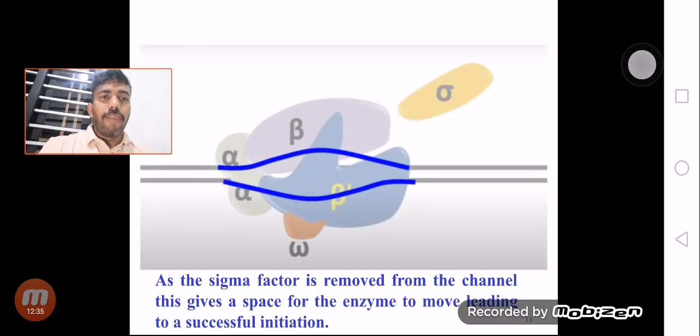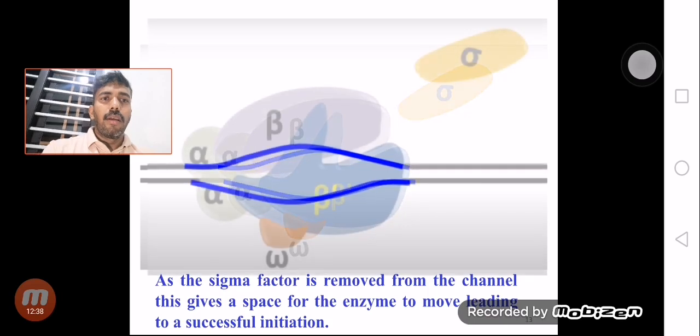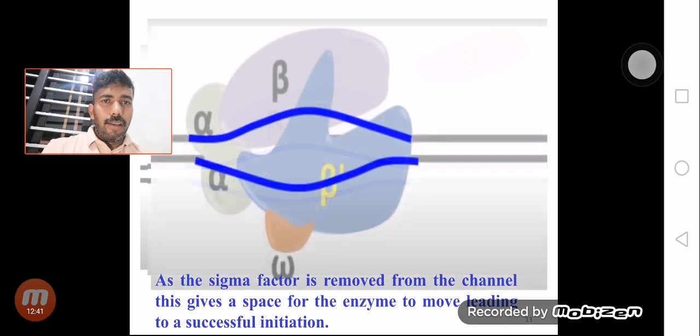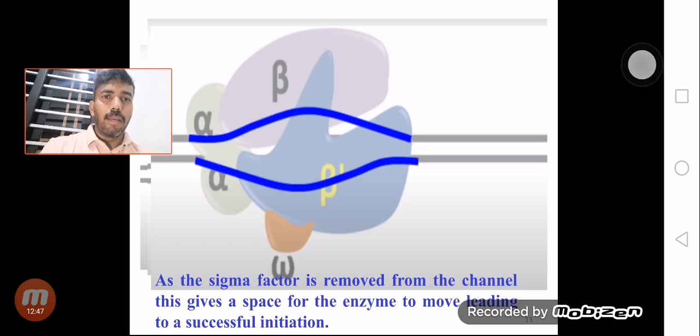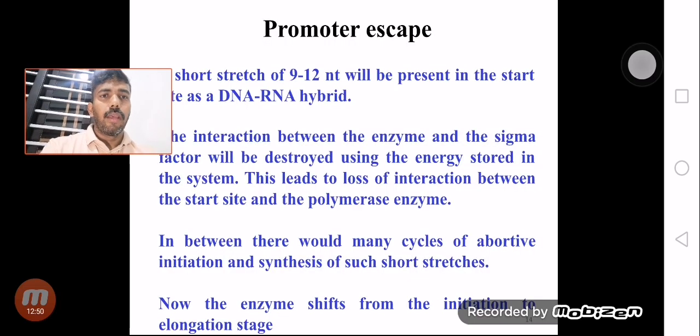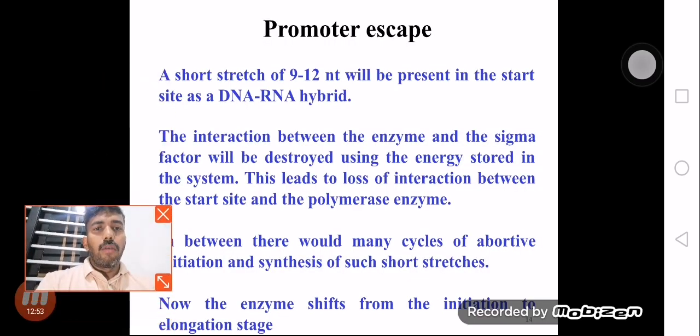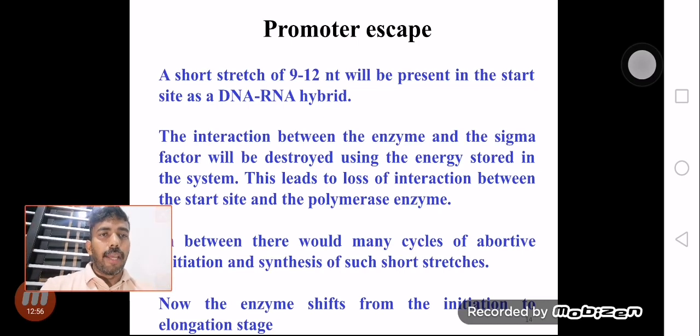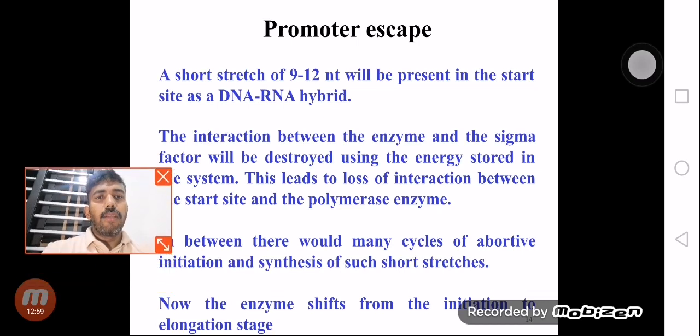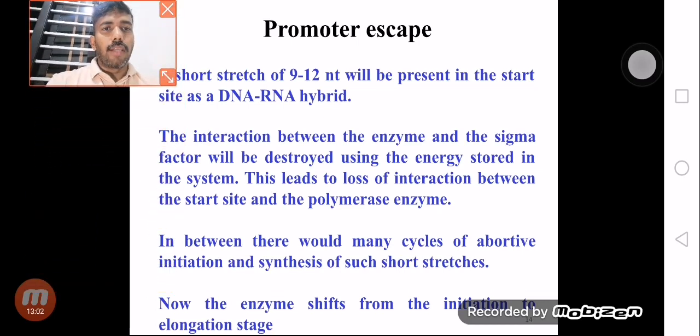Right. So once the sigma factor is removed, it causes the free RNA polymerase to move further. There will be synthesis after the sigma factor has been removed from the complex, and that process is called the promoter escape. So the promoter escape means the movement of the polymerase enzyme from the start site along with the synthesis of the new RNA molecule in correspondence with the template strand. Now the complex shifts from the initiation to the elongation stage.